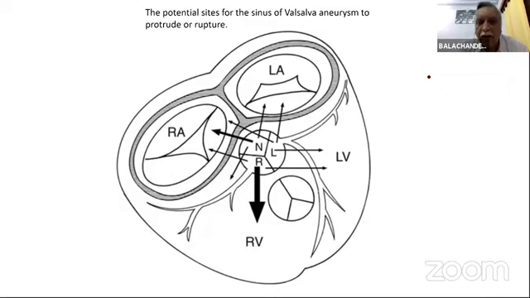So this is just a diagram to show you the potential sites. The non-coronary cusp ruptures into the RA. The right side also can rupture into the RA and into the RV. And occasionally you have LA and LV ruptures. Next slide.